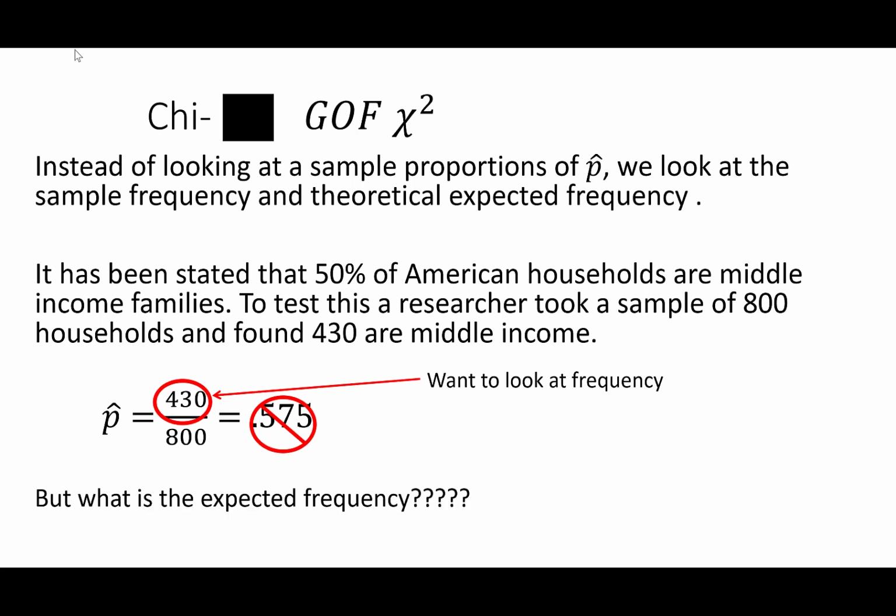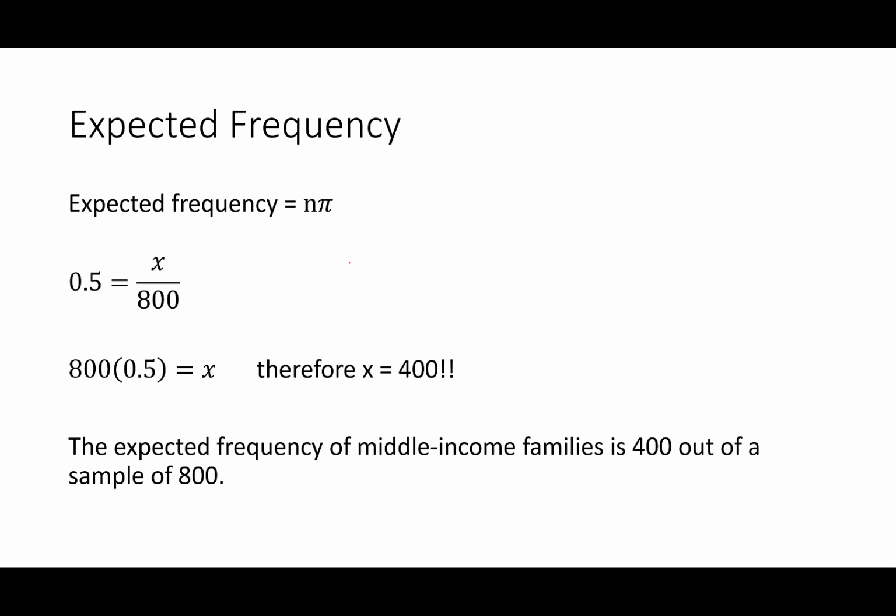Well, the question now is, what is our expected frequency? For this problem, our assumption is that 50% of American households are considered middle income. So if we wanted to calculate this out, we would take our sample size times our hypothesized population proportion. 800 was our sample size, and our hypothesized population proportion was 0.5. Therefore, we would expect 400 out of the 800 sampled families to be middle income.